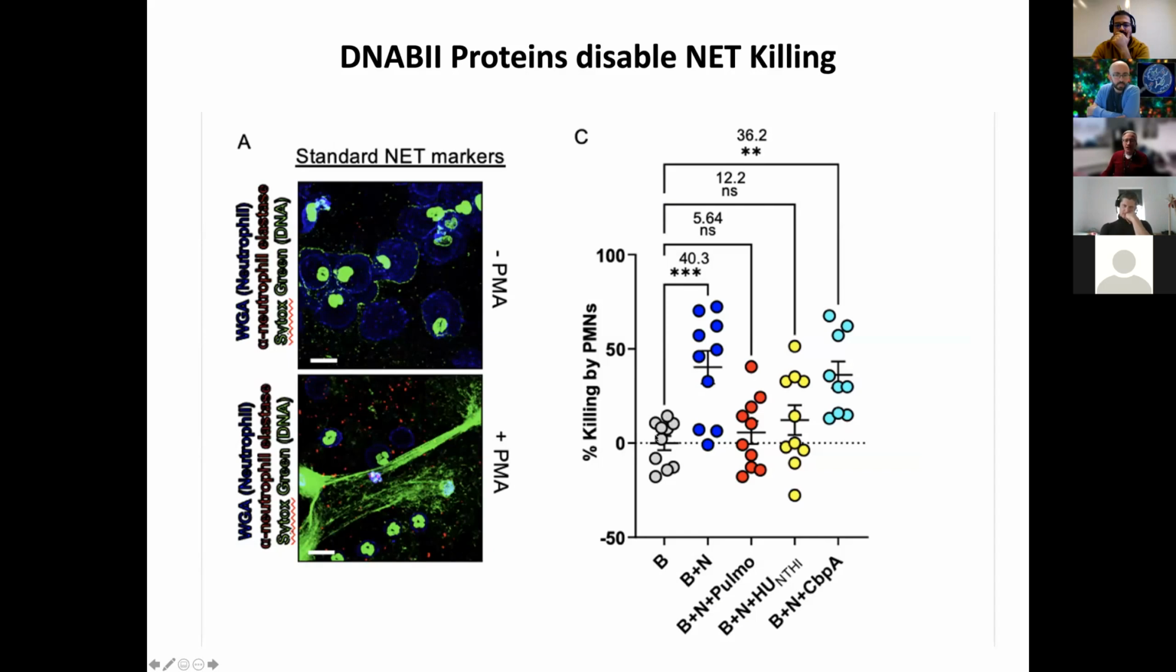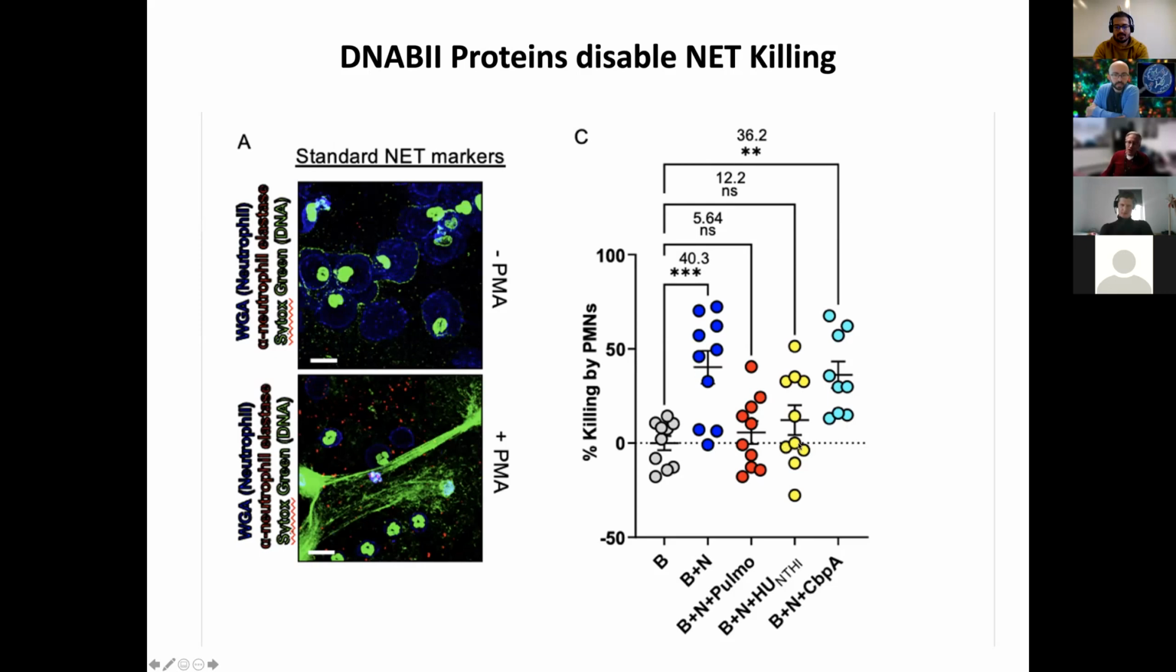I'm sorry, this is just the control. When we add the neutrophils, we see about 50% killing, and this is consistent with the bacteria that are being released from the biofilm, or the planktonic bacteria that are not associated with the biofilm. When we add Pulmozyme to the biofilm, which is a DNase, the NETs no longer can kill the bacteria.